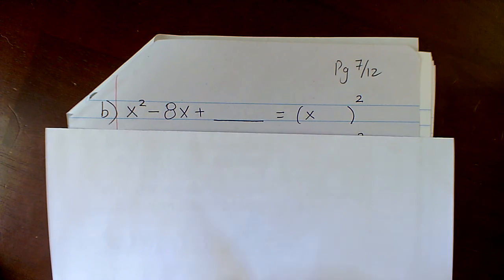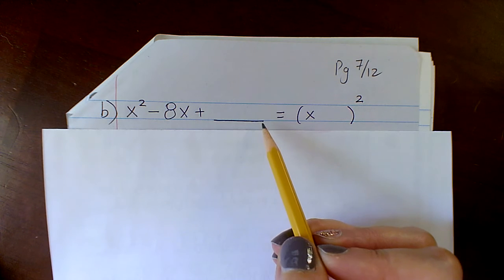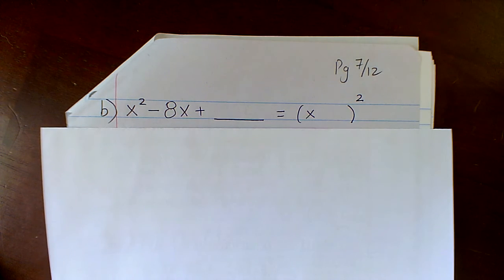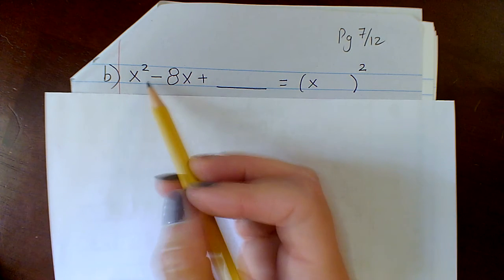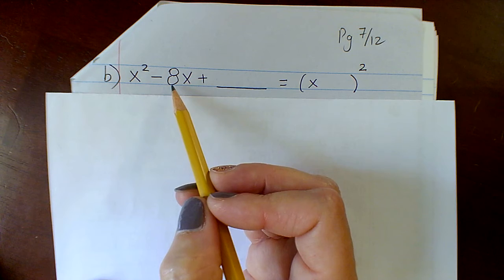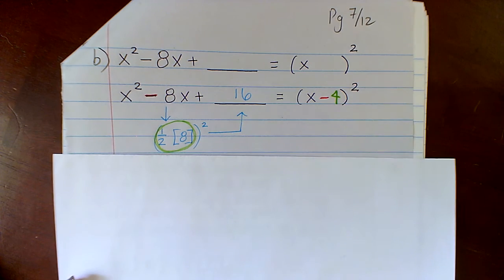All right, so let's find this magic number that's going to go here. This magic number is always half of that middle term, or middle coefficient, squared. So half of 8. Now, do I have to use the negative? No, because I'm going to square it. So half of 8 is 4. 4 squared is going to be 16. So that magic number is going to be 16.